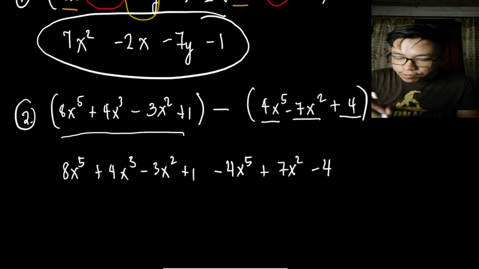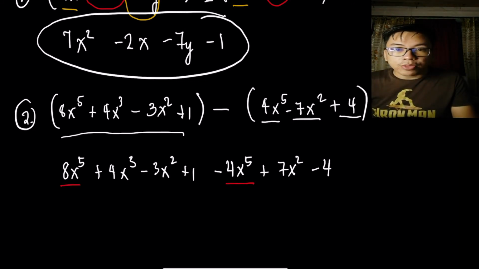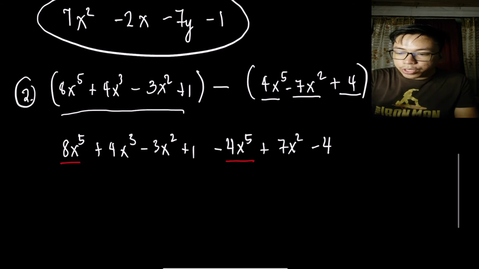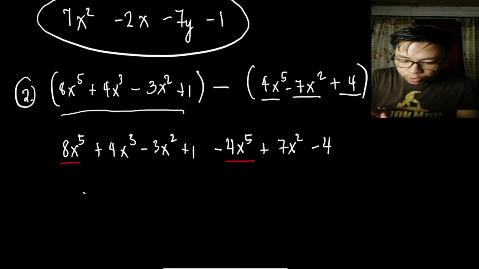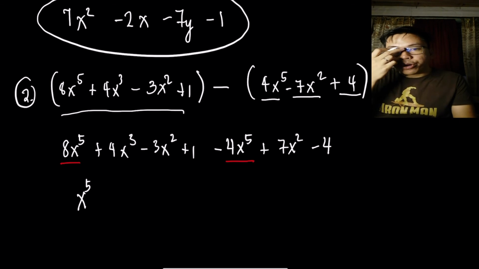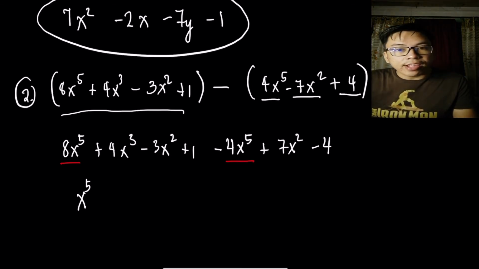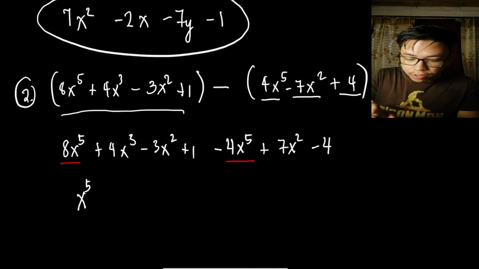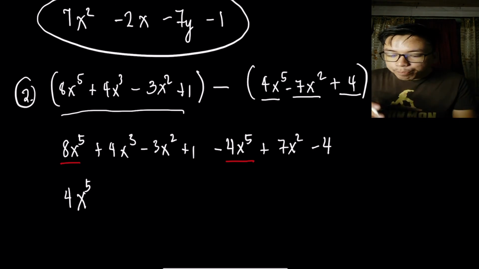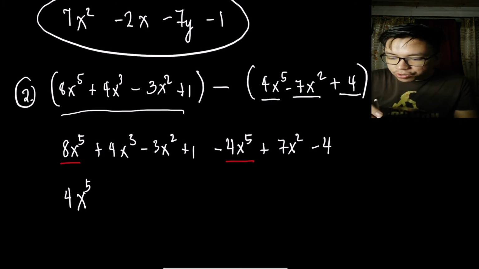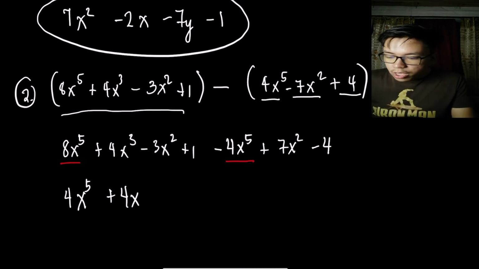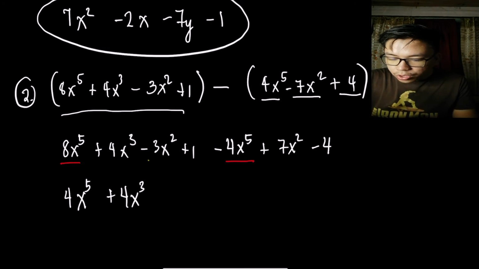So this one and this one have the same terms, so they have the same variable. Which means I'm going to copy the variable x to the 5, and then add 8 and 4. They have different signs, so I'm going to subtract, so I get 4. I copy the sign of the larger one, which is positive, so I'm going to have 4x to the 5. Next, I'm going to check x cubed. X cubed doesn't have a pair here, so I'll just copy the x cubed, so that's 4x cubed. X squared has the same pair with the other, so that means 3x squared.